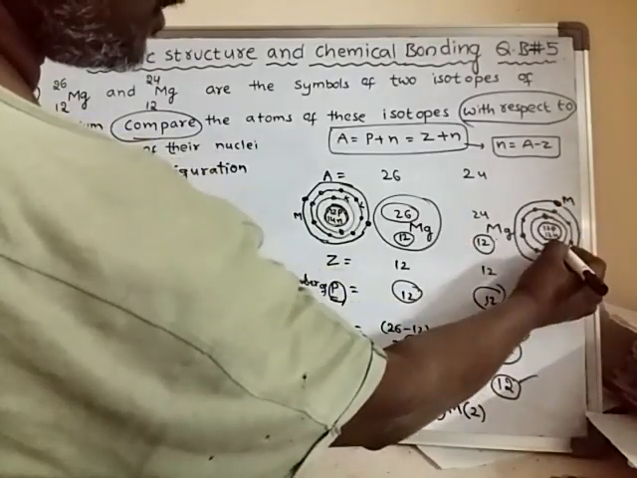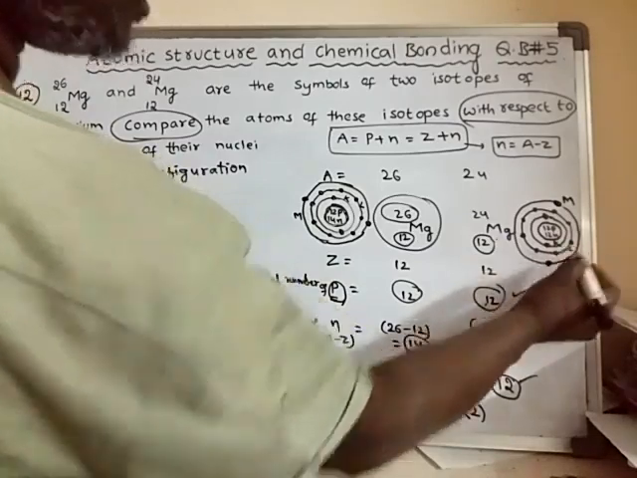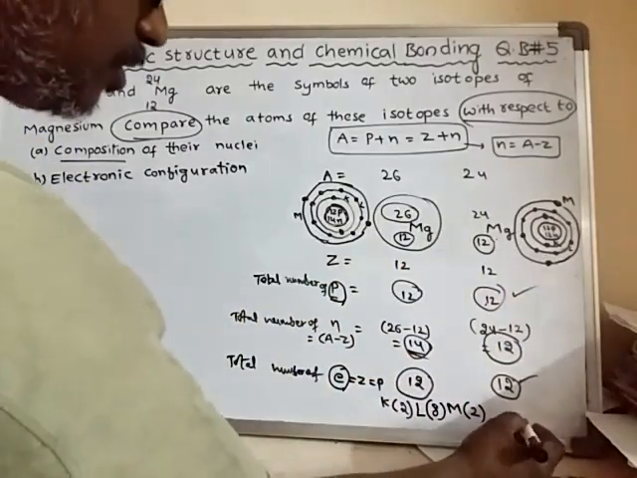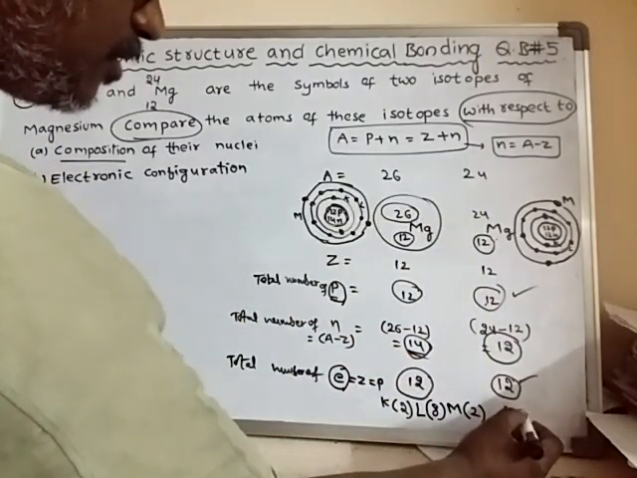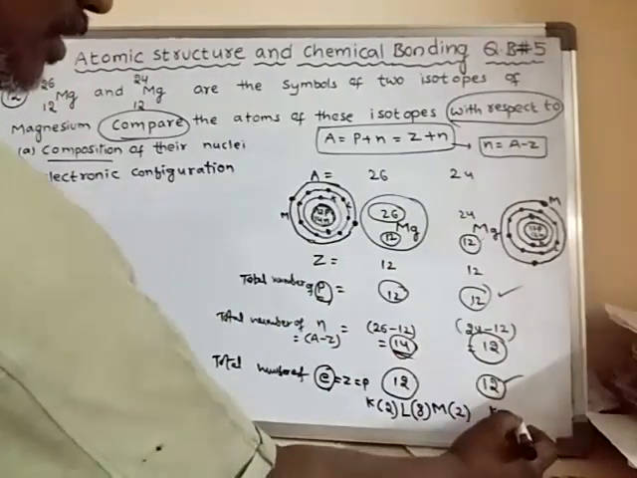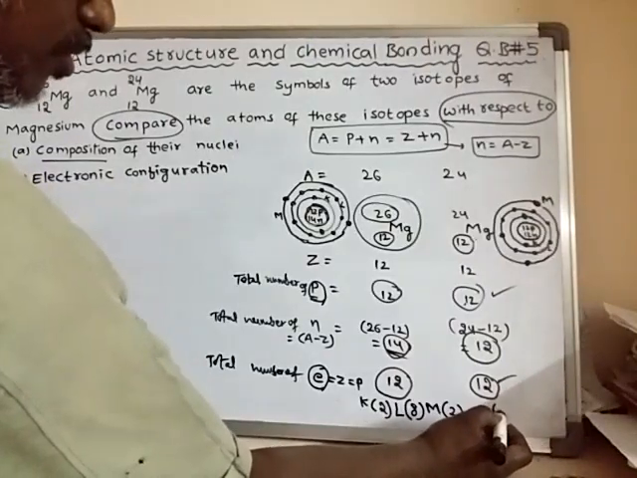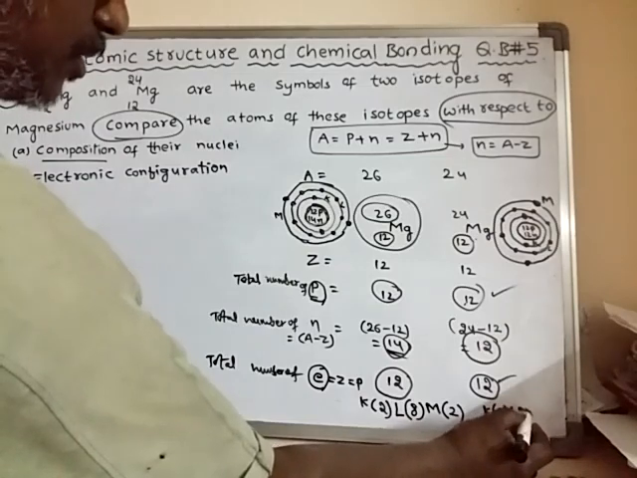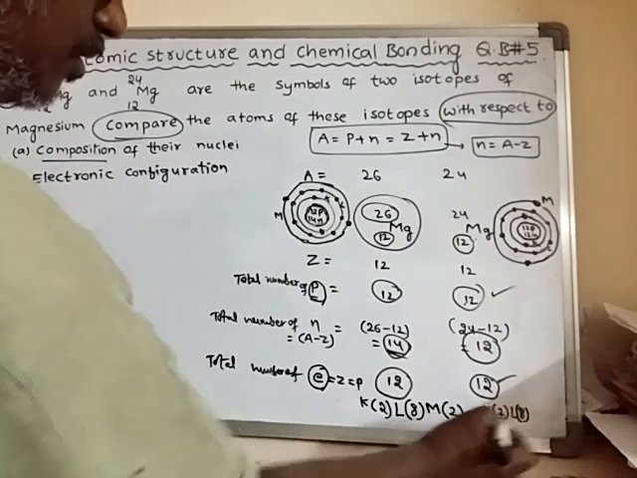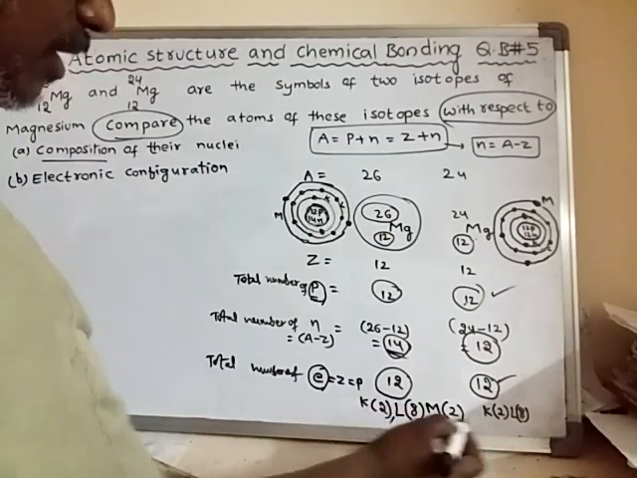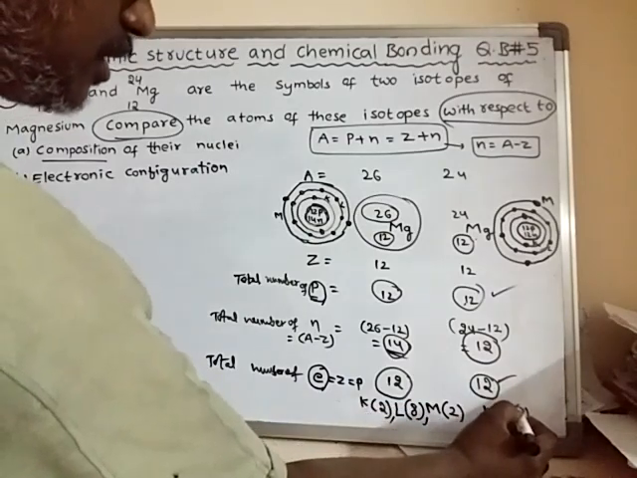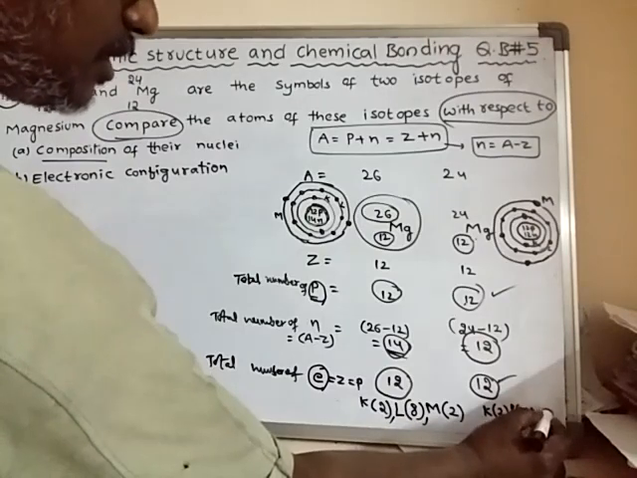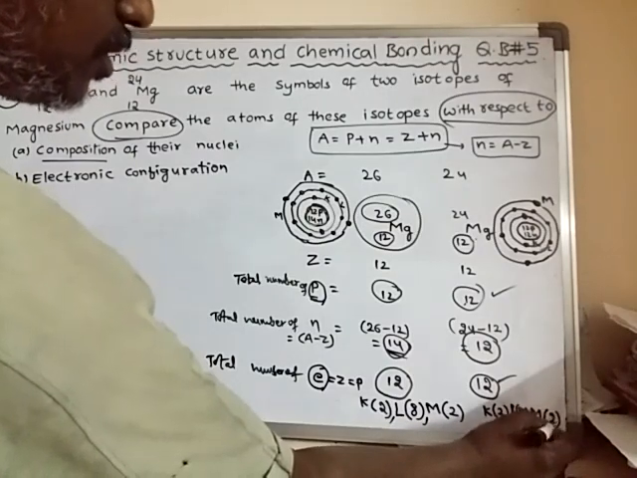So the first orbit is the K shell, the second orbit is the L shell, and the third orbit is the M shell. In this particular atom also, the K shell has only 2 electrons, the L shell has 8 electrons, and the M shell has only 2 electrons.